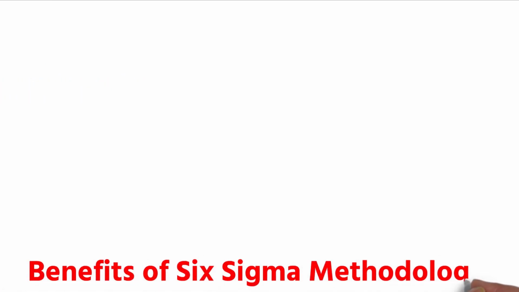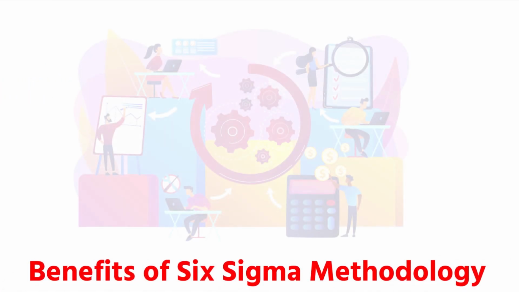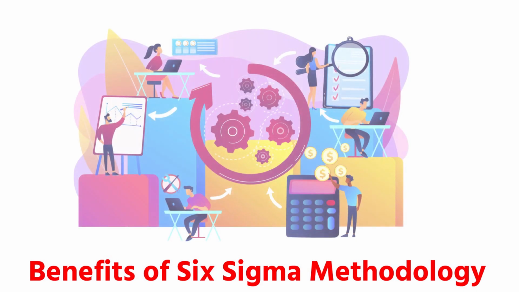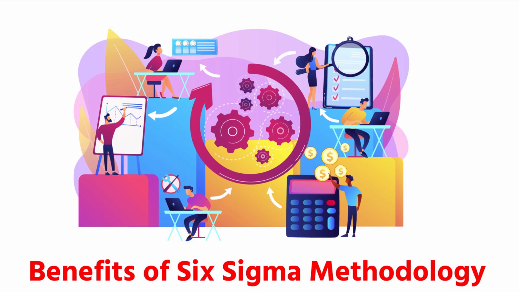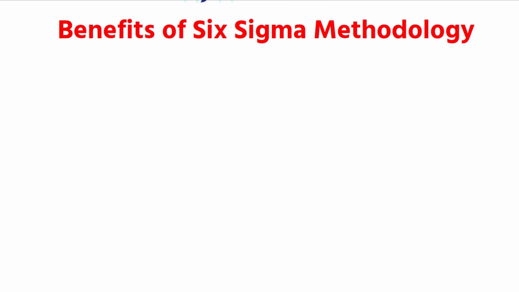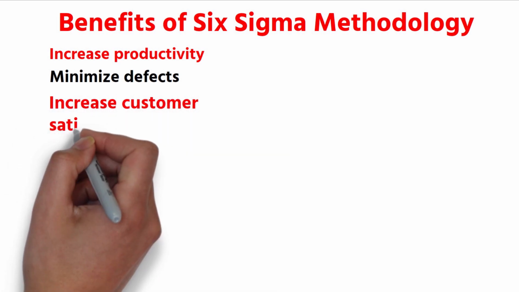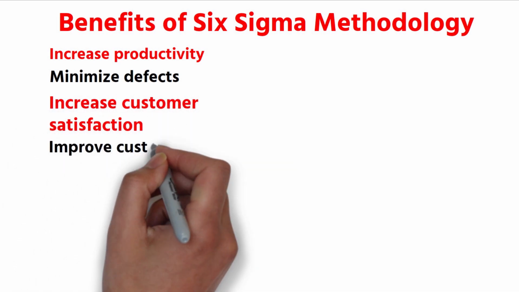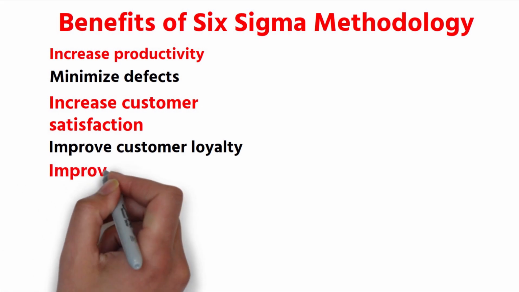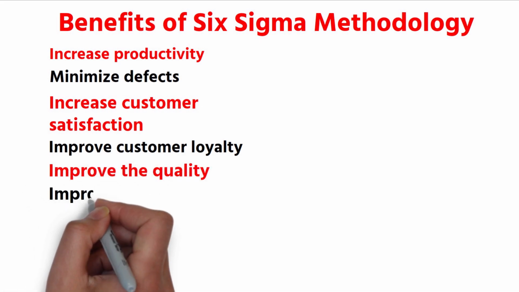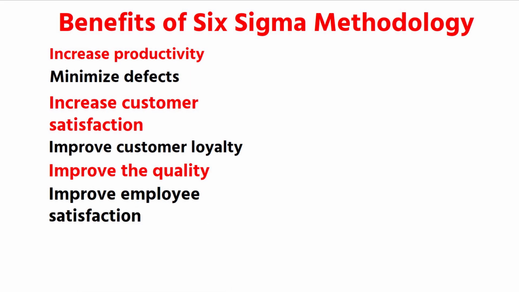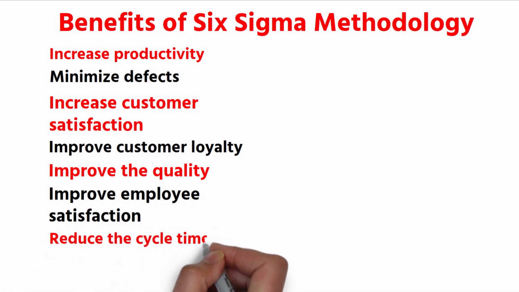Benefits of Six Sigma methodology. Using the Six Sigma methodologies and implementing its core principles provides many benefits to organizations. Here below are some benefits of using this technique to improve business processes. Increase productivity. Minimize defects. Increase customer satisfaction. Improve customer loyalty. Improve the quality. Improve employee satisfaction. Reduce the cycle times.